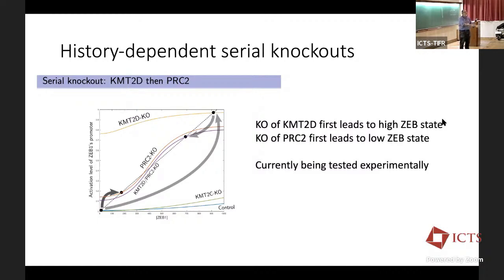But if you still have the original activator there, knocking the alternate activator out has no effect. And that was actually seen experimentally. So experimentally, they had this whole CRISPR knockout table. One of the things they did knock out is KMT2C, and they saw no important effect. So that was a prediction.